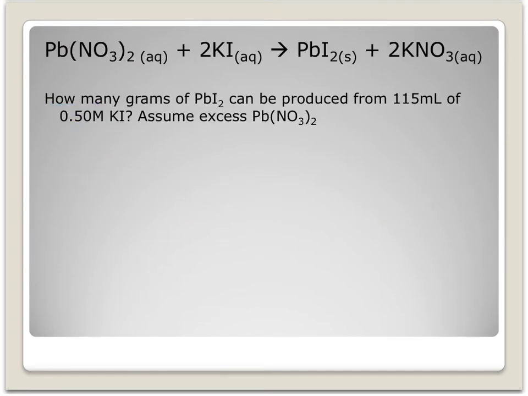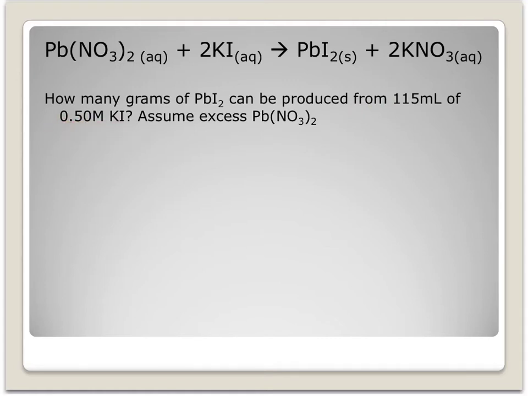All right, here's another practice problem. This one's a little bit different. It deals with lead nitrate and potassium iodide, producing PbI2, so lead iodide and potassium nitrate. You can see this is a solid. We should also know that from our solubility rules. Question is, how many grams of PbI2 can be produced from 115 milliliters of 0.5 molar potassium iodide?